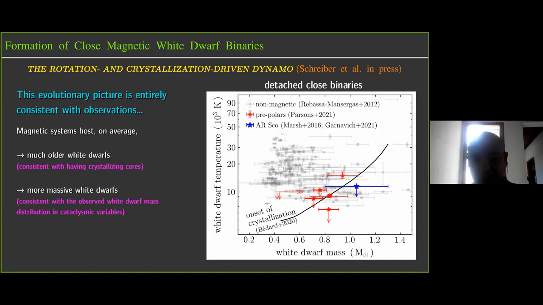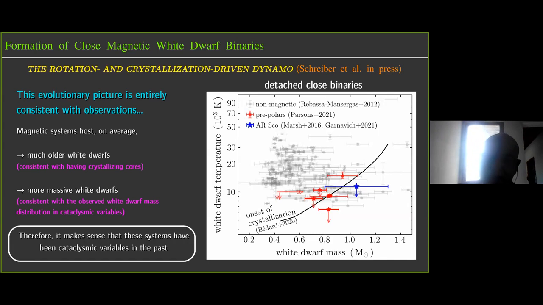The other thing we see is that the magnetics are more massive than the non-magnetics. So as Anna told us, the mass distribution of CVs has on average this mass, 0.8. So we can also conclude that it makes entirely sense that these systems have been CVs in the past.